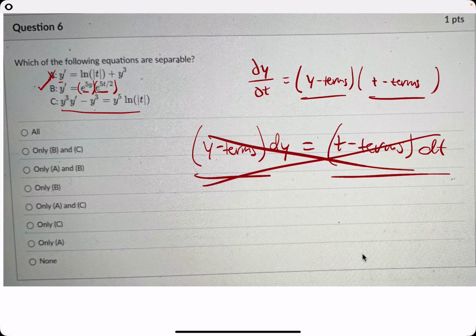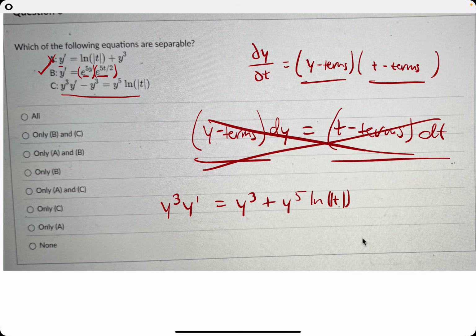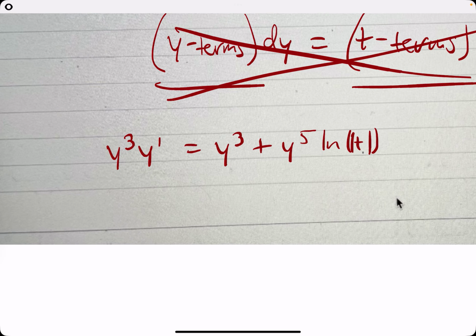Let's add the y cubed, and then let's just get y prime by itself. So we're going to get y cubed y prime equals y cubed plus y to the 5th ln of t. All right, so we added the y cubed over. Now we're going to divide by y cubed. When we do so, we get 1 plus y squared ln of t. So again, we just divided the whole thing by y cubed. It got rid of it here and made it a 1, and it took away 3 of them from here to make it a 2.